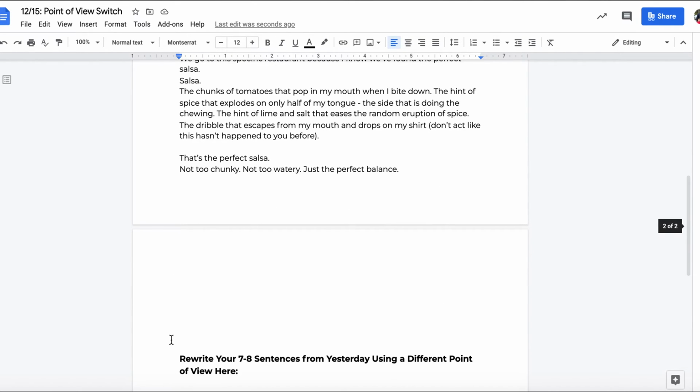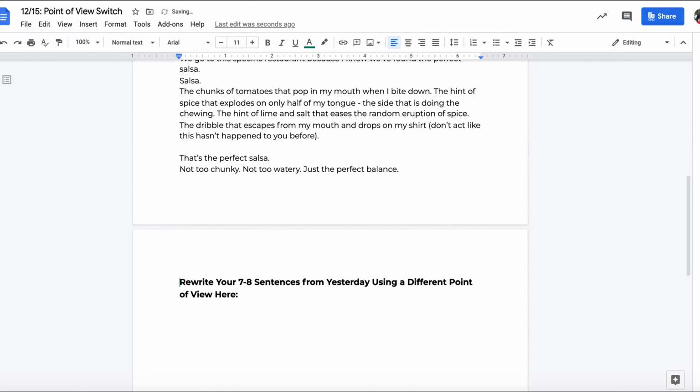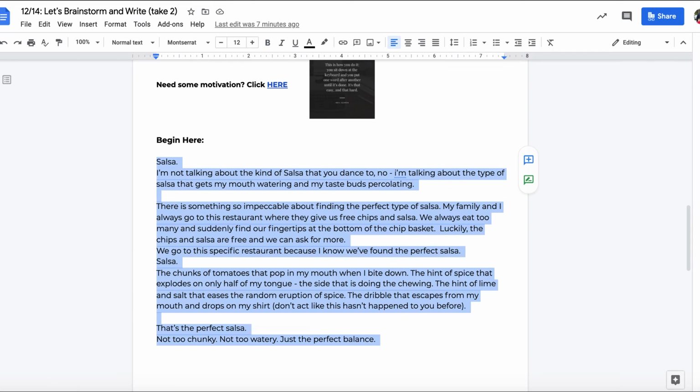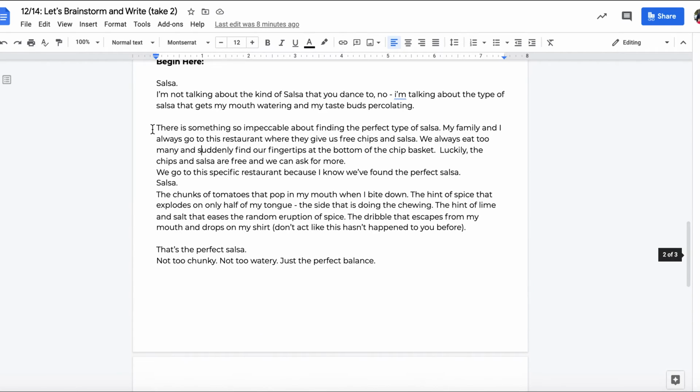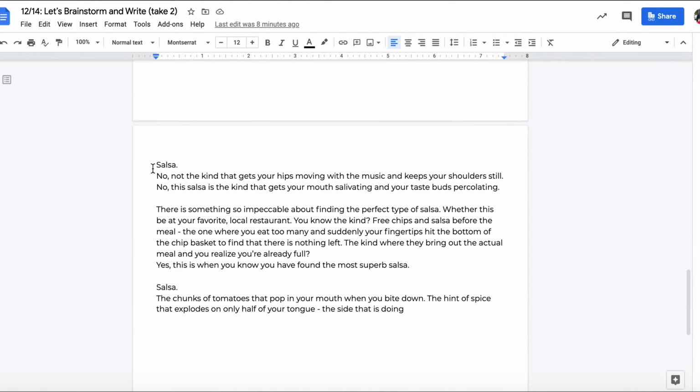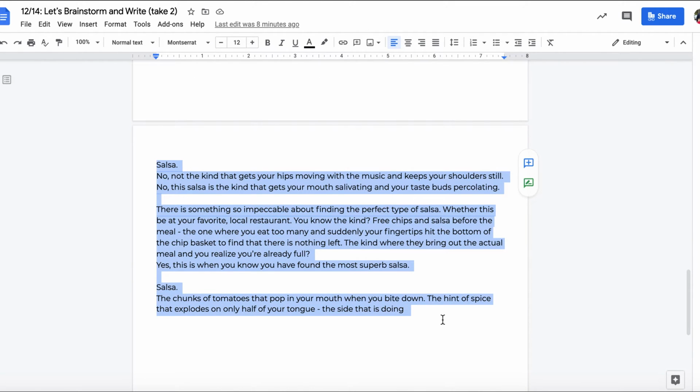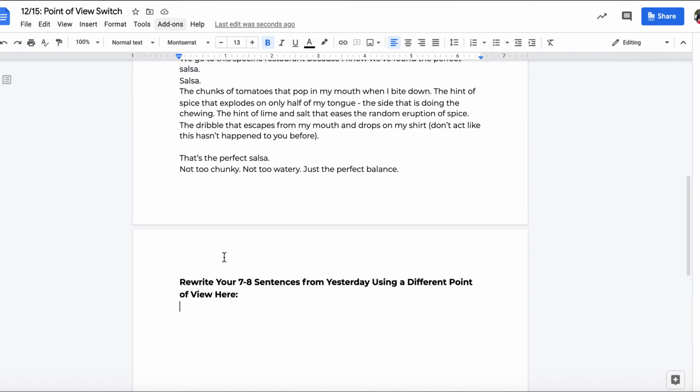So what I need to do is switch my writing from first person to third person. And for sake of time, I've already done this. So I am going to go back over here and copy this. Notice it actually got shorter. So that might be a little bit of motivation. Like, wait a minute, Mrs. Mormon, maybe we don't have to write as much. Maybe not.